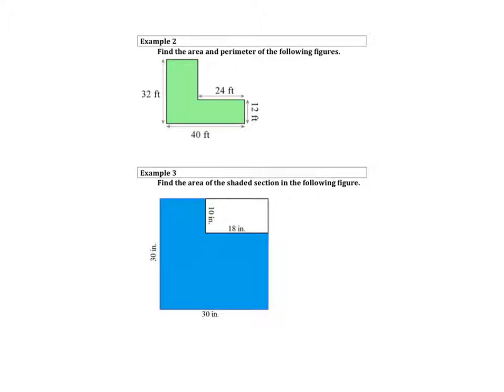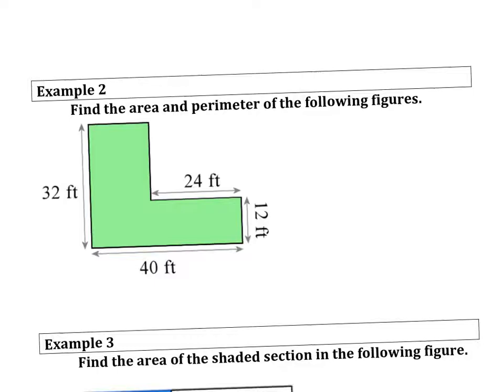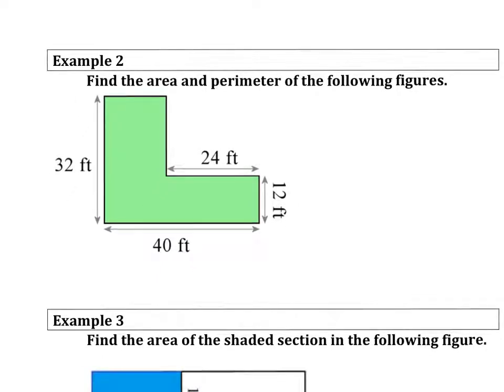Now I'm going to get into some more complex figures. This figure here is made up of multiple rectangles. So there's going to be a number of ways that you can go about solving this to find the area and perimeter of this shape. One of them would be to draw an auxiliary line.